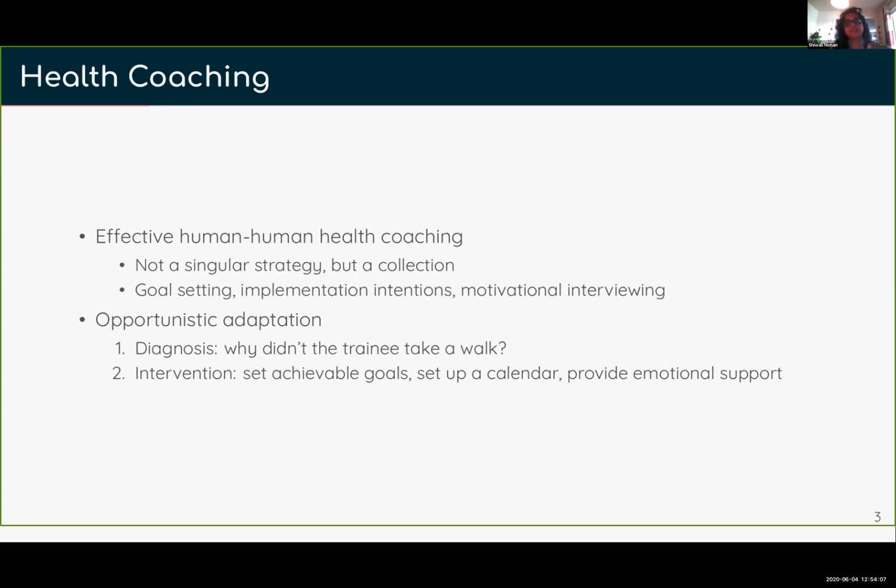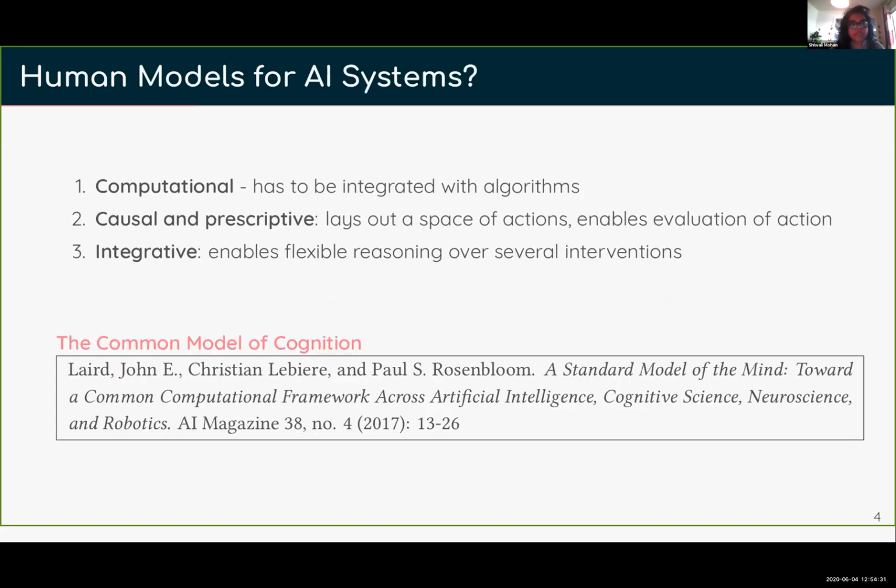So the first step is diagnosis. If you have been to a coach and told them that, they will ask you, did you go for a walk? And if the answer is no, they would say, well, why? And then they will try to reason about why someone wouldn't go for a walk. And then you would want to do an intervention. So you might want to do certain actions.